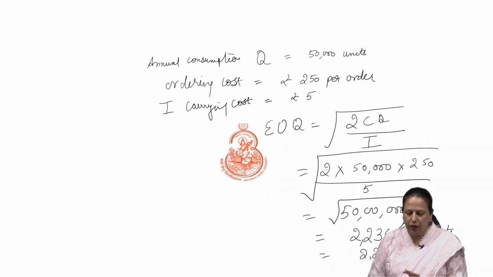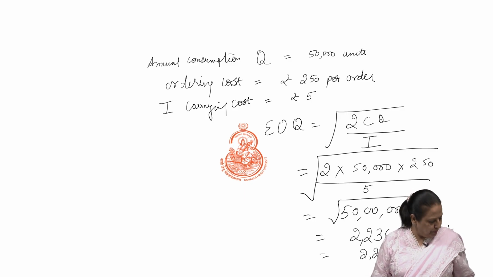You can use any abbreviations, it is up to you. You can put the annual consumption equal to C, you can put the ordering cost as O, you can put the carrying cost as I, but the formula is the same that we have to use: the annual consumption to be multiplied by the ordering cost, the whole is to be divided by the carrying cost, and then we compute the square root of the same.